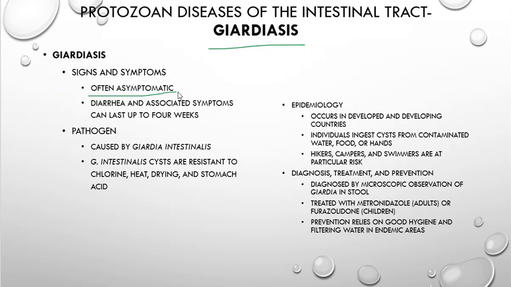Sometimes it's asymptomatic. Sometimes it will cause diarrhea that can last up to a month. Giardia intestinalis. These guys have cysts, and those cysts are resistant to things like chlorine, which is what we use to purify our water, heat, drying, stomach acid. These guys have got a tough little means of survival.